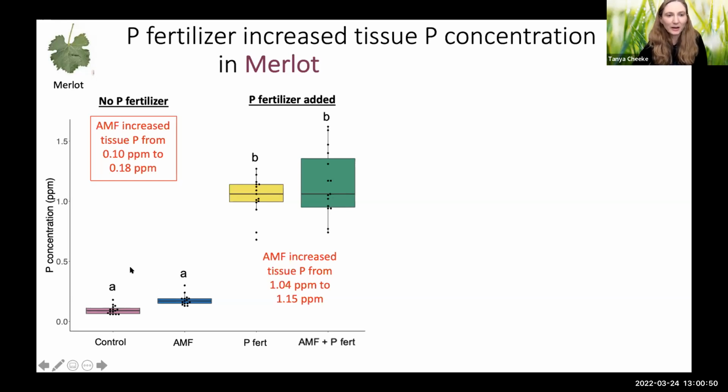But when you look at these pairwise comparisons, they're not statistically different here, but the phosphorus concentration with the mycorrhizal fungi is a little bit higher, and it increased tissue phosphorus from 0.1 to 0.18 parts per million. Sometimes these results might not be significantly different, but could be functionally important. So if this is something you're interested in, and if you're growing in a low nutrient soil, mycorrhizal fungi does appear to be able to help increase phosphorus tissue content. But in the fertilizer treatment, we didn't really see that. We saw just a slight increase.